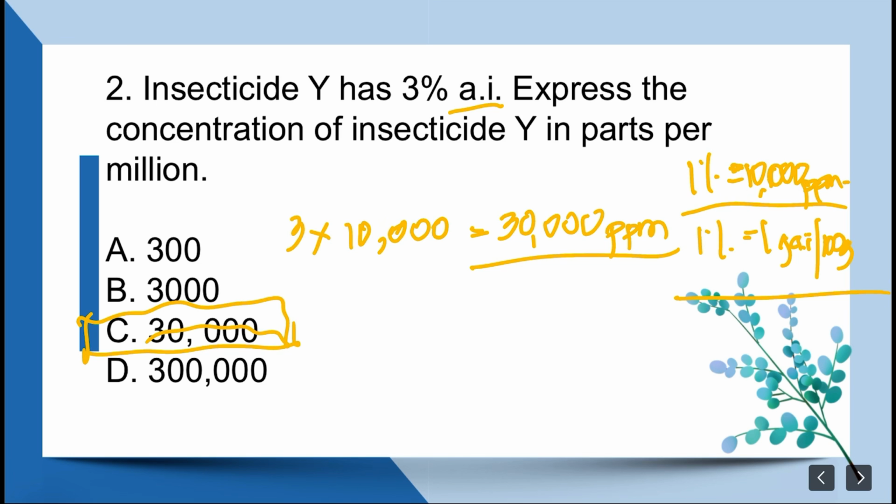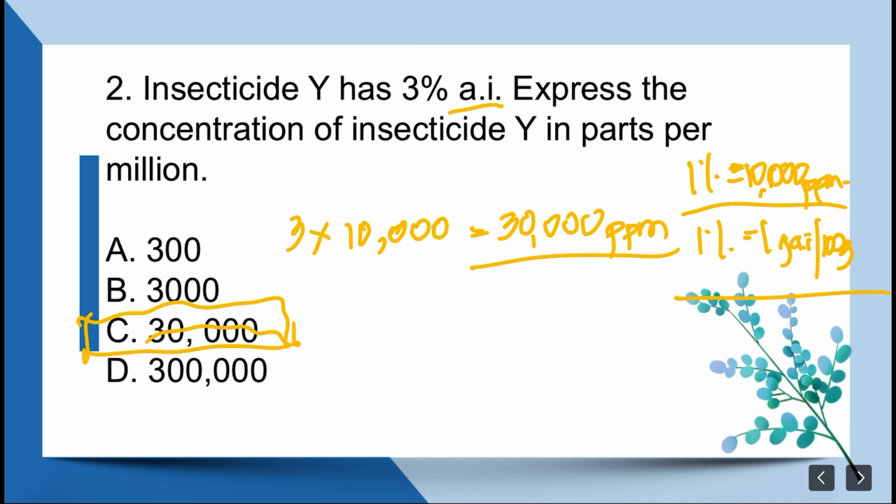Thus, the concentration of insecticide Y in parts per million is 30,000 ppm, which corresponds to option C. This conversion shows how the percentage concentration of the active ingredient in the insecticide relates to the number of parts of the active ingredient per million parts of the solution. So again, this is how the problem should be answered. I just want to make sure you know about it. This is the short method; the long method is longer.